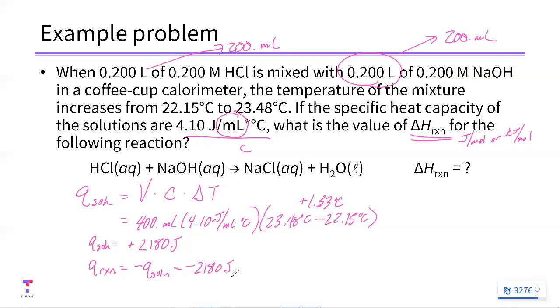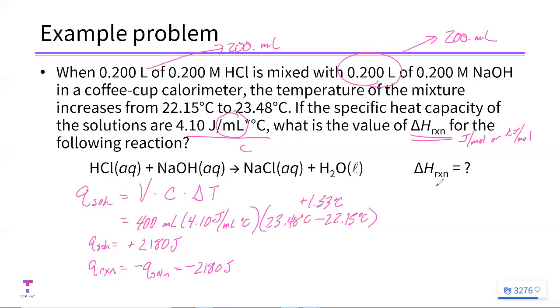Now, if the question had asked for how much heat was transferred in this process, we'd stop right there. Negative 2,180 joules were transferred out of the system in this reaction. But it's not asking us for that. It's asking us for delta H, the heat of reaction. And for that, I got to go a little bit further, because we know that heats of reaction are either in joules per mole or kilojoules per mole. And right now I just have joules. I don't have the moles part.